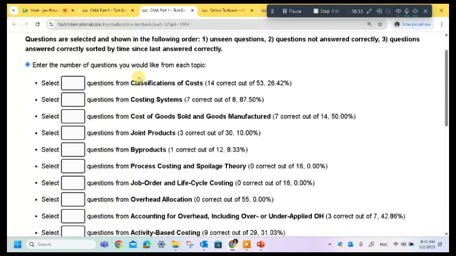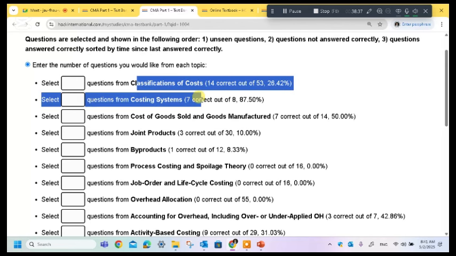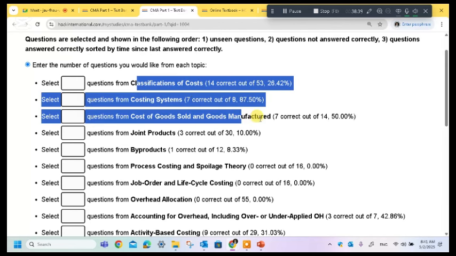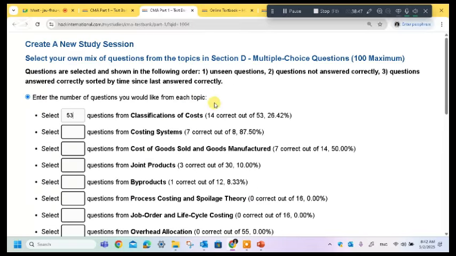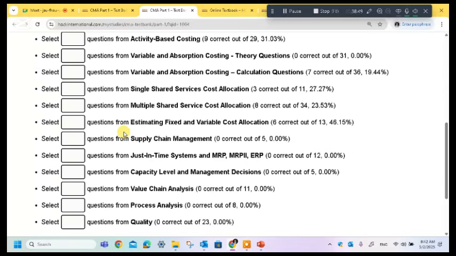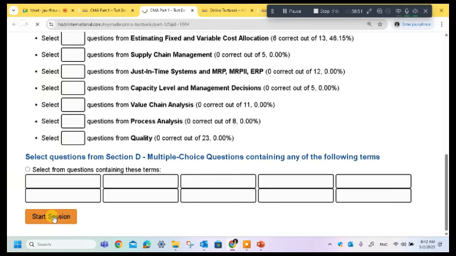So we have done the first 3: cost, classification of costs, costing systems, cost of goods sold and cost of goods manufactured. There are 53 questions in this. I'll take all 53, but doesn't mean I'll do all 53.